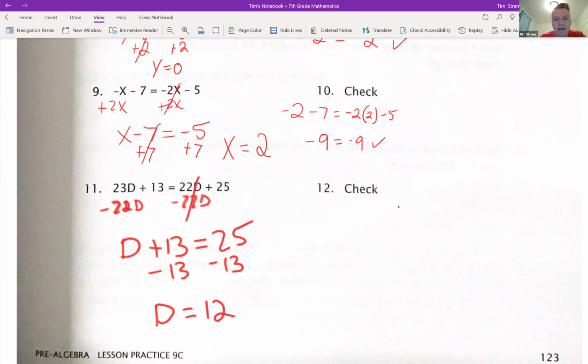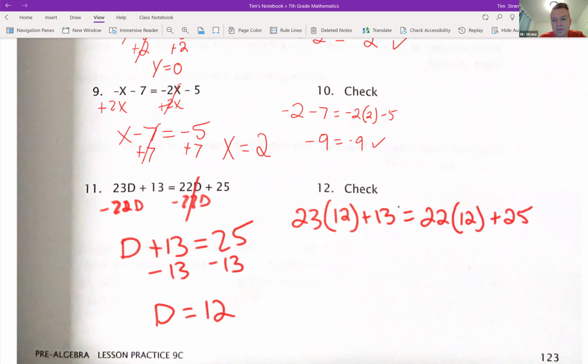If I want to check my work, I do 23 times 12 plus 13 equals 22 times 12 plus 25. If I multiply these together, I promise you the answer is the same. So that is a correct answer.